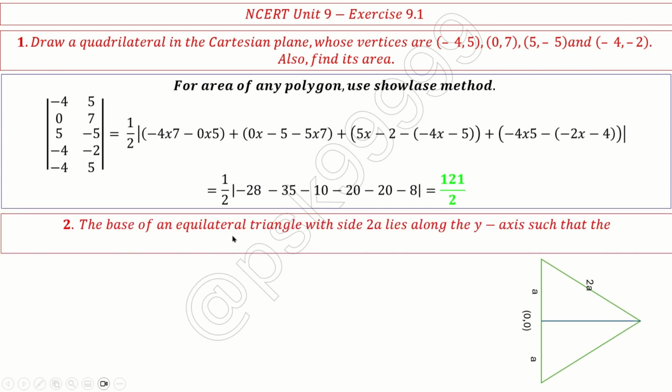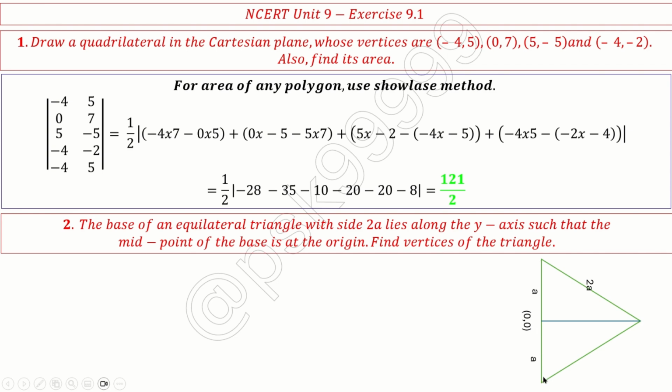The base of an equilateral triangle with side 2a lies along the y-axis such that the midpoint of the base is at the origin. Find the vertices of the triangle. Here he is saying that the base of the equilateral triangle is on the y-axis. So the y-axis is here. This is my origin 0 comma 0. It is a on the positive y-axis and minus a on the negative y-axis. So the length of this one is a and a, correct?